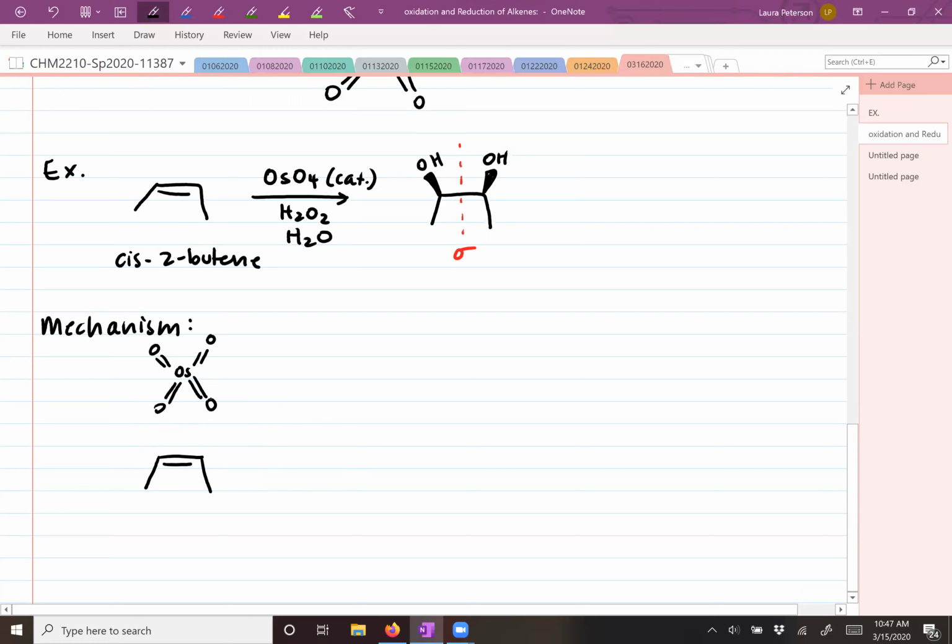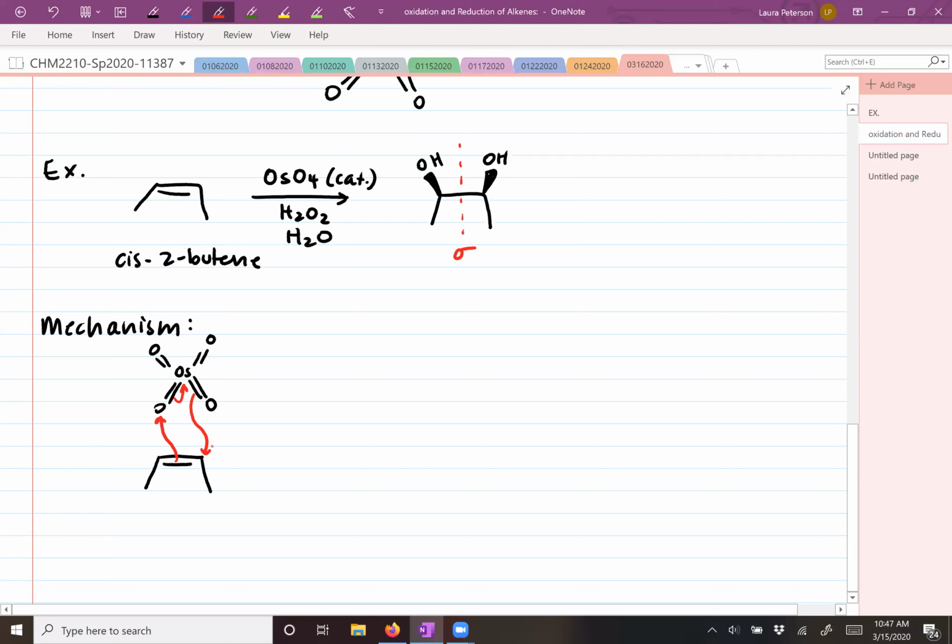Okay, so in this reaction, what we're going to see is both new carbon-oxygen bonds form at the same time in a single step concerted mechanism. So what that's going to look like from a mechanistic standpoint is we're going to have our alkene attack one of the oxygen atoms. Then we're going to donate electrons into osmium to free up another pair of electrons on the other oxygen.